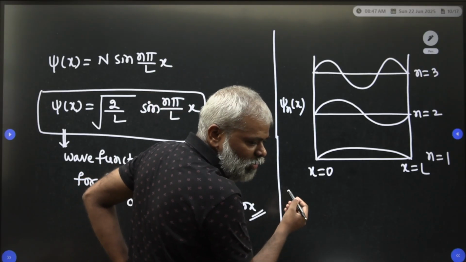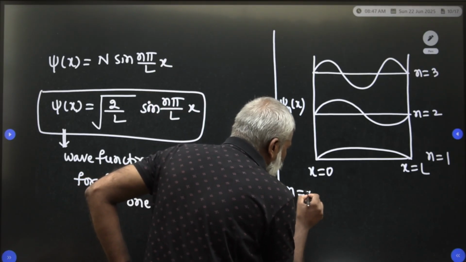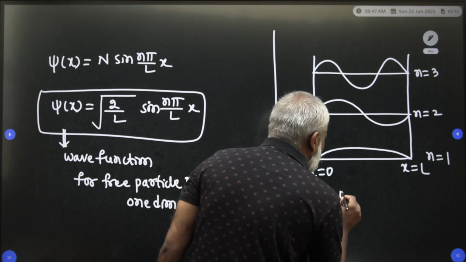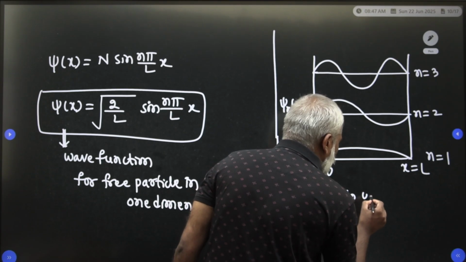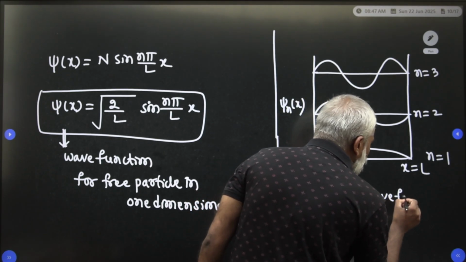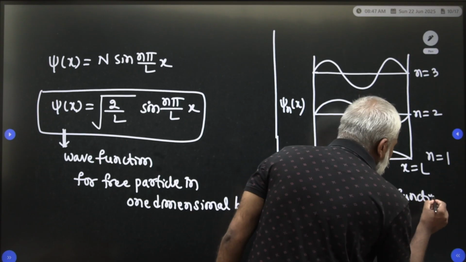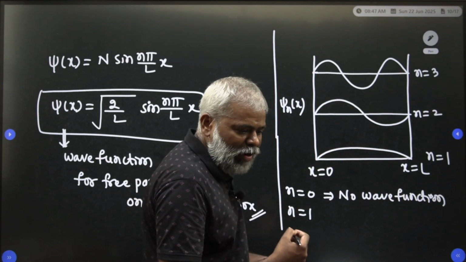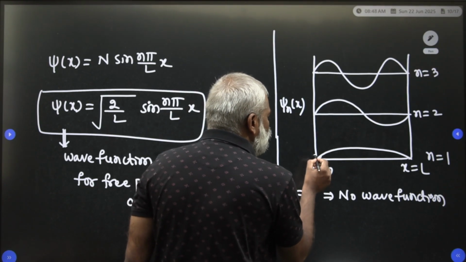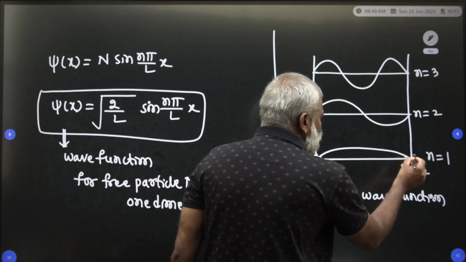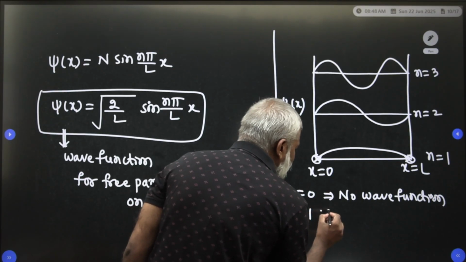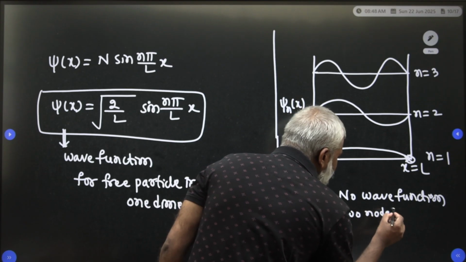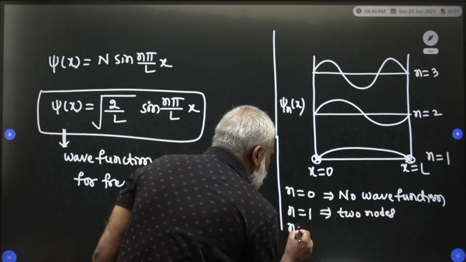If n is equal to 0, there is no wave function. Why? Because sin 0 is equal to 0. If n is equal to 1, a wave function exists. How many nodes are there? A node is a point with no displacement. So 2 nodes exist. How many nodes? 2 nodes.